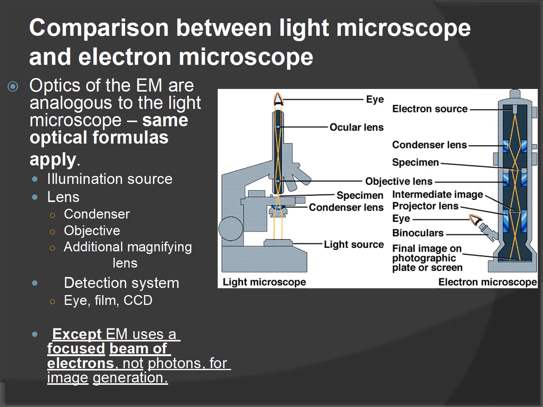Comparison between light microscope and electron microscope. The optics of the electron microscope are analogous to the light microscope. The same optical formulas apply: illumination source, lenses consisting of condenser, objective, and additional magnifying lens, and a detection system such as the eye, film, CCD, or camera, except that EM uses a focused beam of electrons, not photons, for image generation.